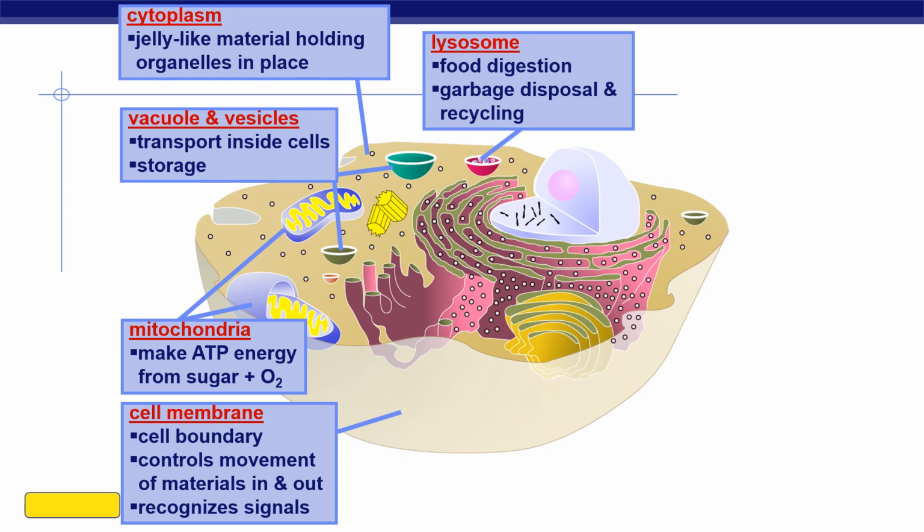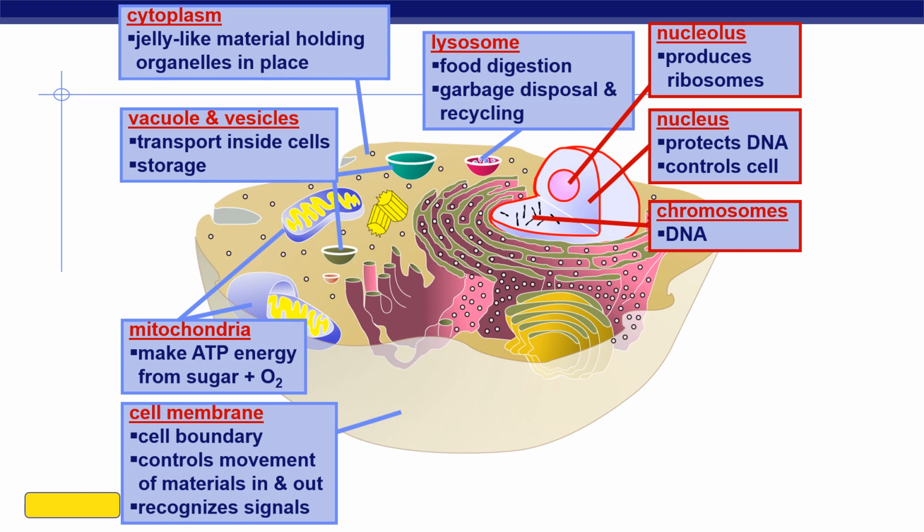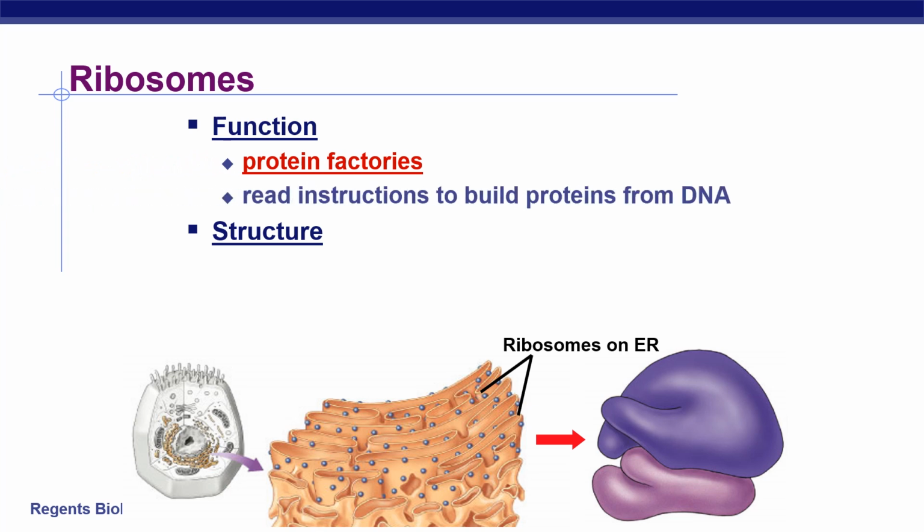Okay? So guys, let's continue now. But before that, let's have a short recall. So we have here the different parts. Okay? There, the nucleus, there, the nucleolus. And of course, you have seen there the chromosomes. Now, let's have the ribosomes. What is the ribosome? It is considered as protein factories. It reads instructions to build proteins from DNA.